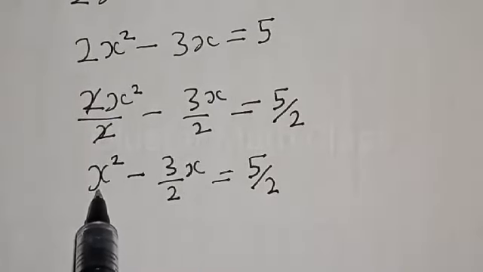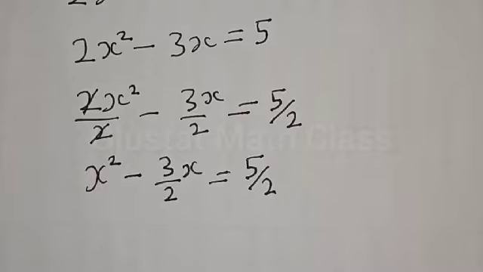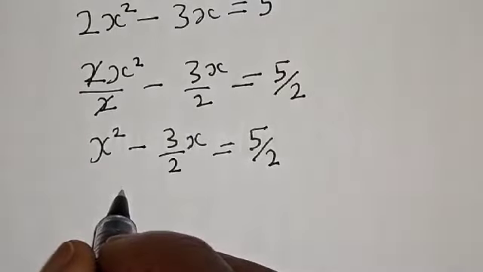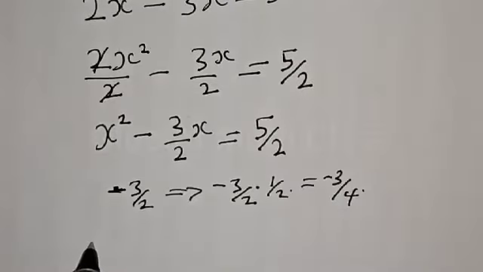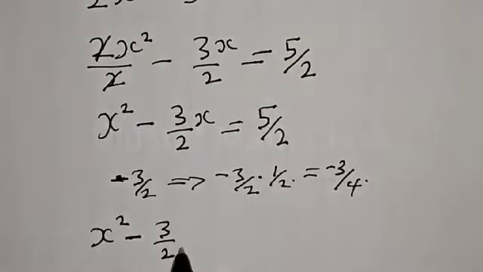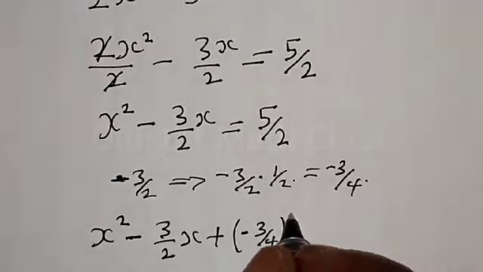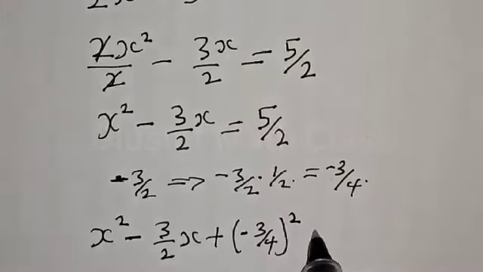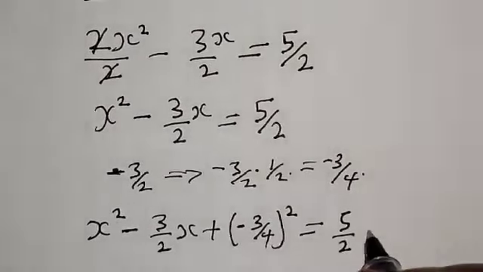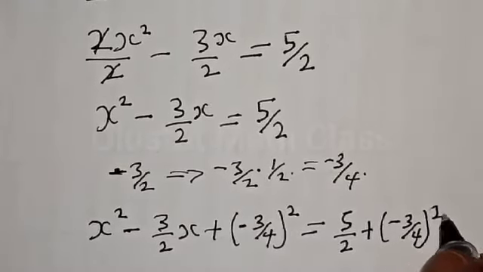That is, the coefficient of x here is what? We have x squared minus 3 over 2 x plus (minus 3 over 4) squared is equal to 5 over 2 plus (minus 3 over 4) squared.